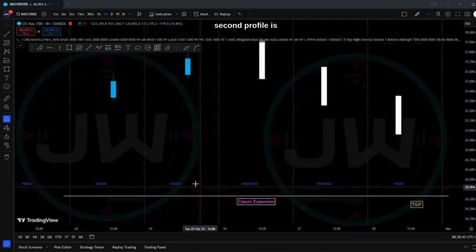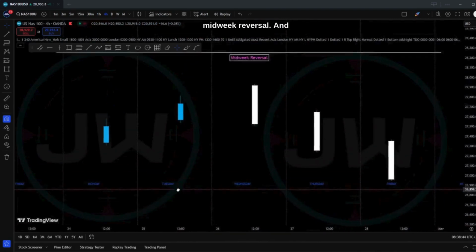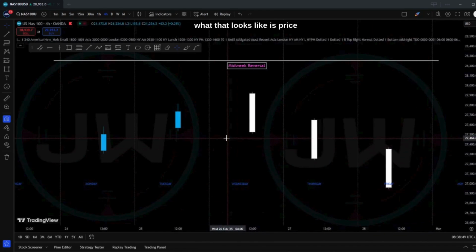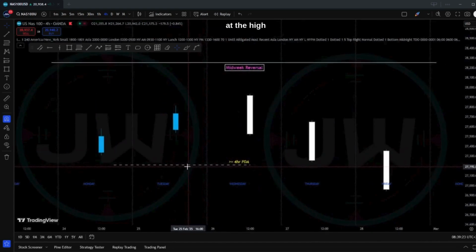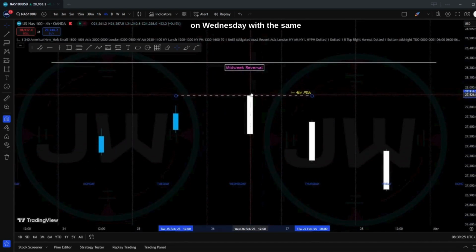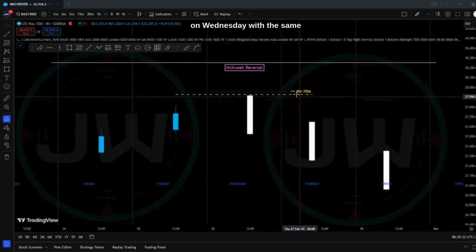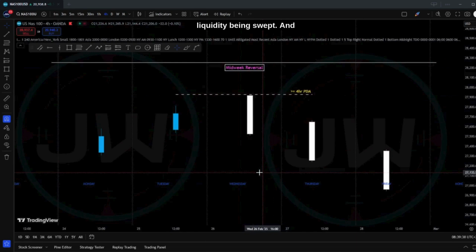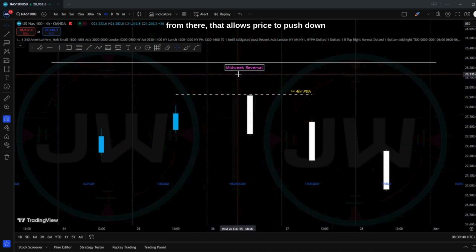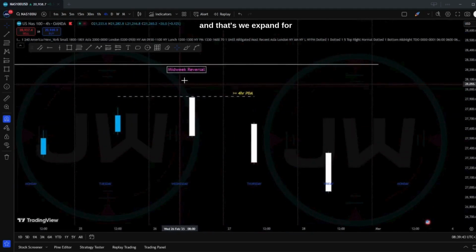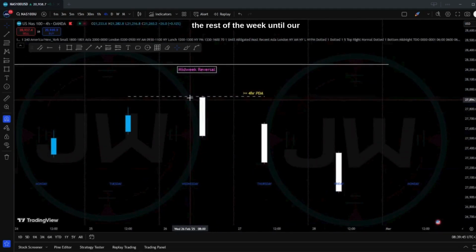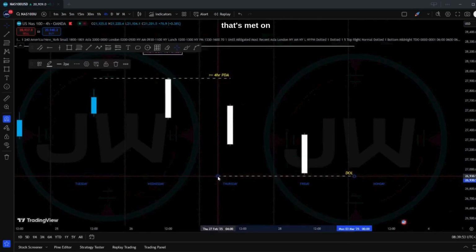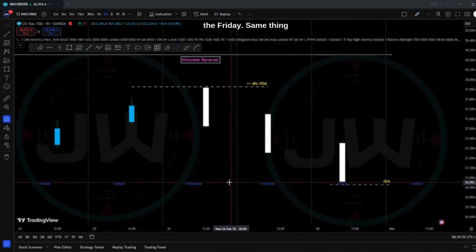Our second profile is the midweek reversal. And what that looks like is price sweeping liquidity at the high on Wednesday, with the same idea, 4-hour or greater PD array, liquidity being swept. And from there, that allows price to push down, and that's where we expand for the rest of the week until our draw on liquidity that's met on the Friday.